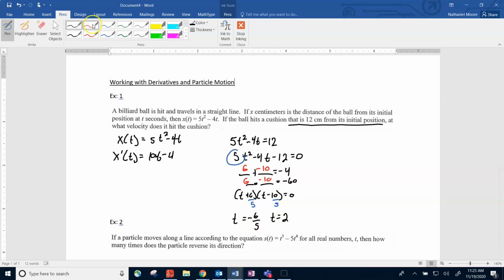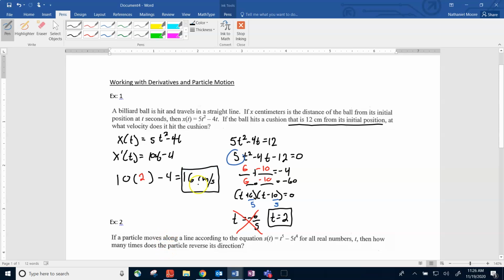Now, if we're talking about time, we are not going to look at negative values, so unfortunately we're not using this answer. We figure out that our time was 2 seconds when we hit the cushion. Now, what are we doing with this time? We're going to use it in the velocity equation. So we take 10 times t, plugging in our 2, minus 4. If we plug that in, 10 times 2 is 20, minus 4 is equal to 16, and that is centimeters per second.